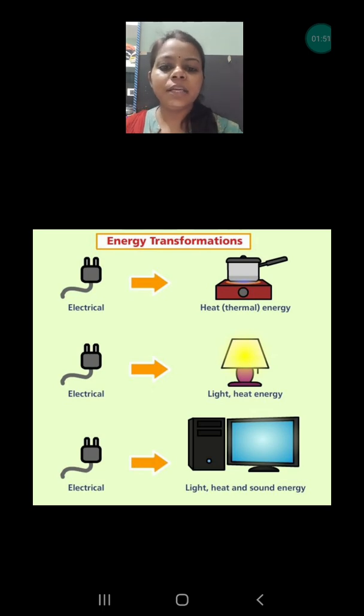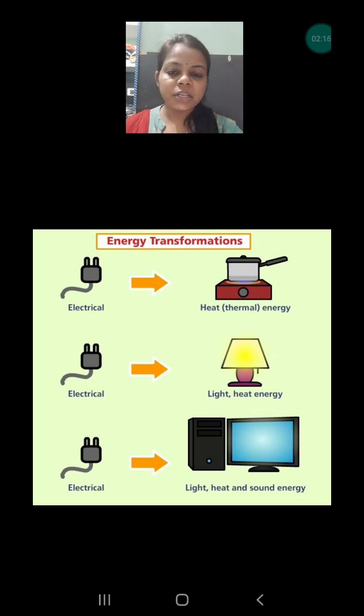Here you are seeing on the screen the different forms of energy converted from electrical energy. This mode of transferring from one form to another is known as energy transformation. Here you are seeing the electrical energy is converting into heat energy, light energy as well as sound energy.